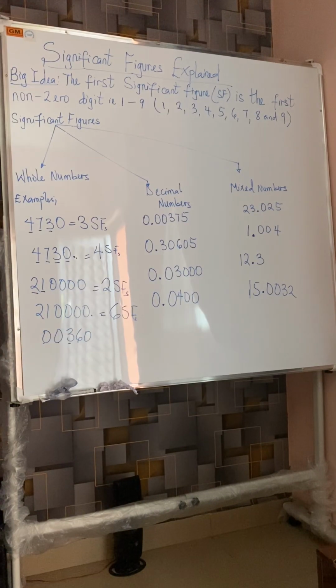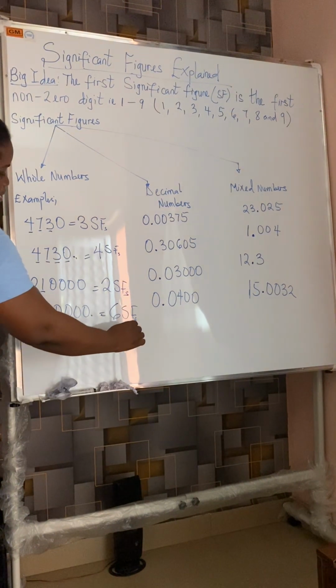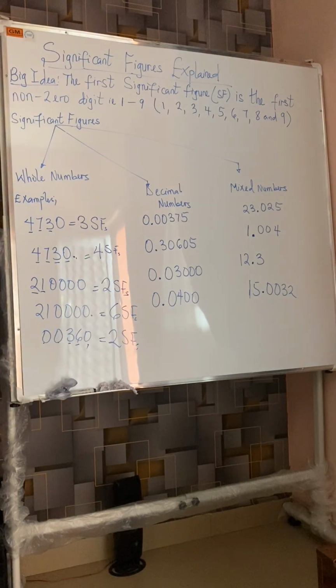This is the first non-zero. This is the second non-zero. And it is possible that this is a placeholder, so that we have 2 significant figures here, as the case may be. So it is very important for us to take note of this when we work with whole numbers, so that we are not confused.